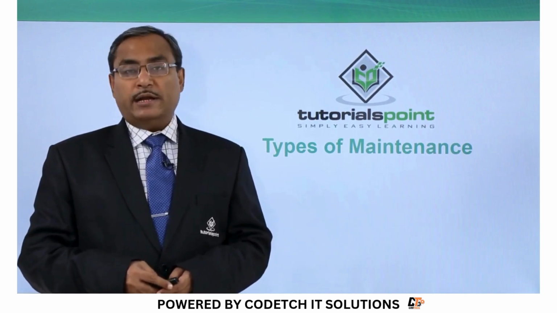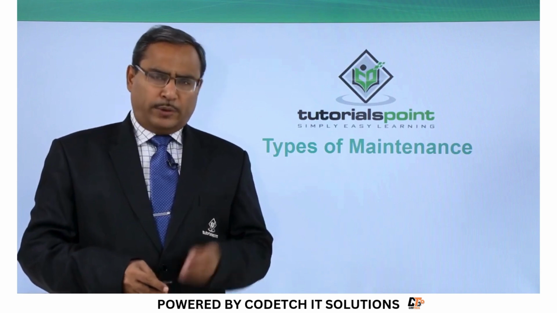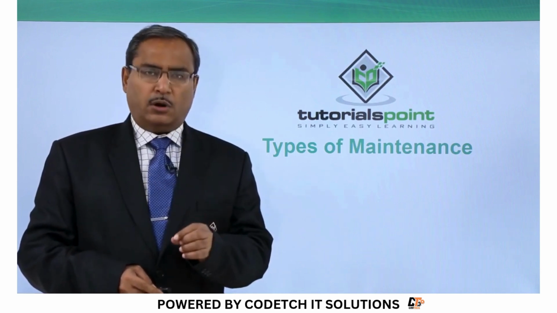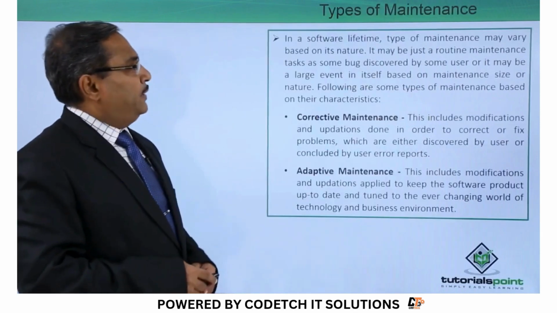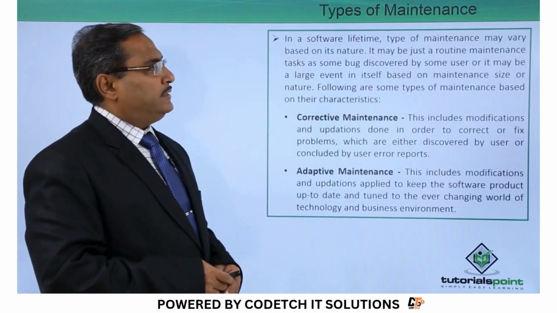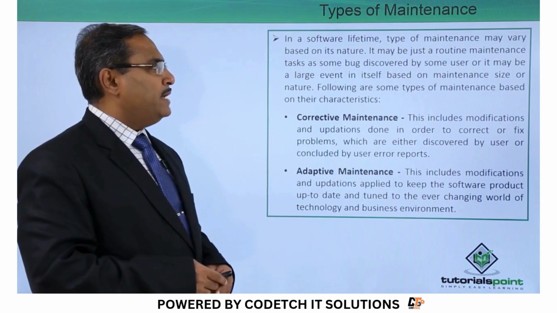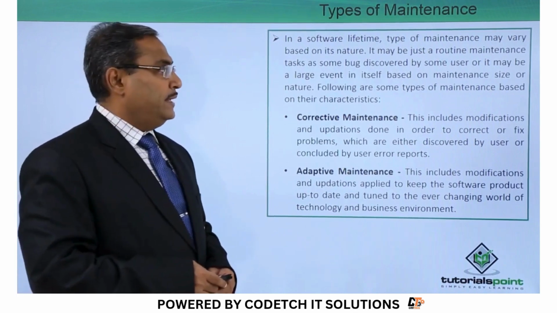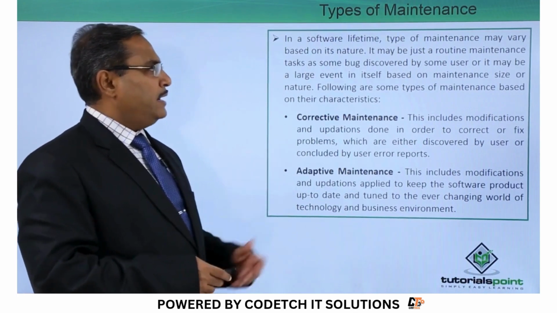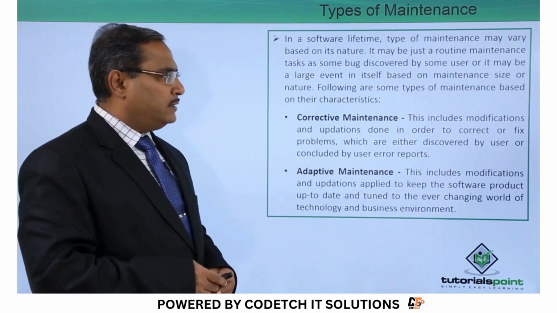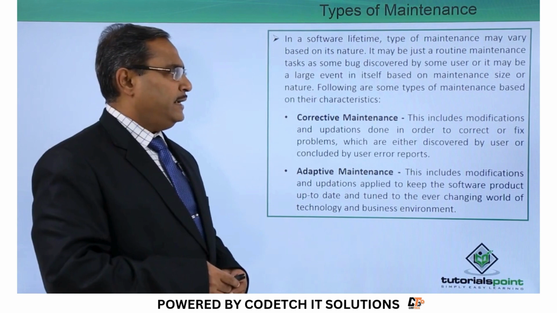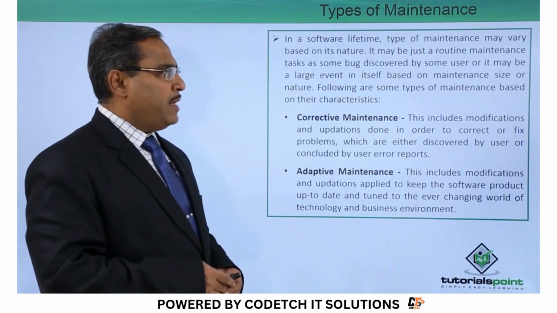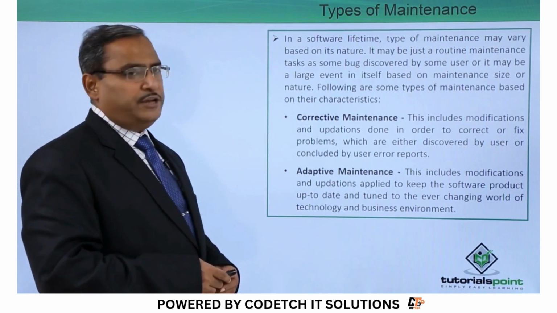In the previous video, we discussed what maintenance is and what the different sources are for which maintenance might be required. In this video, we are concentrating on types of different maintenance activities. In a software lifetime, the type of maintenance may vary based on its nature. It may be just a routine maintenance task, such as a bug discovered by some user, or it may be a large event in itself based on the maintenance size or nature.